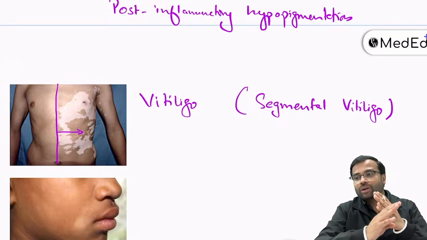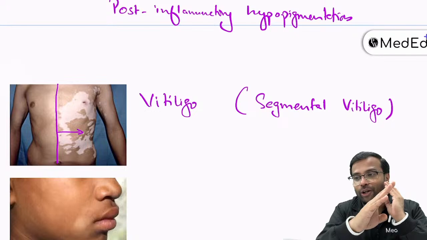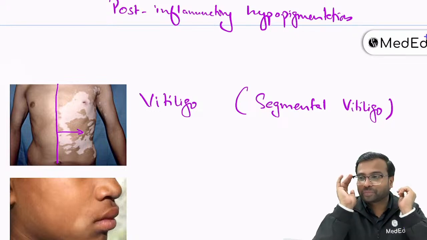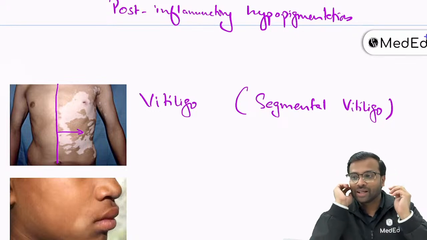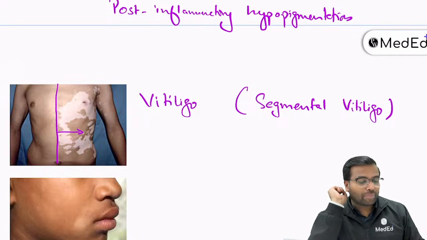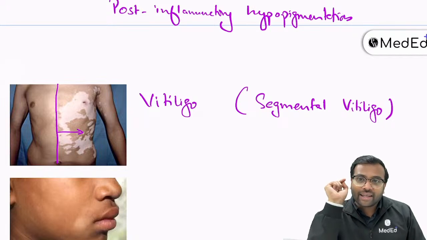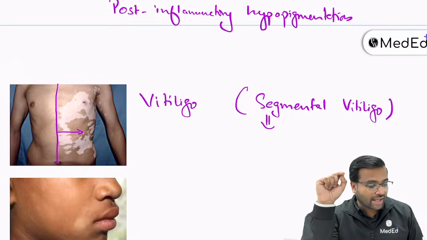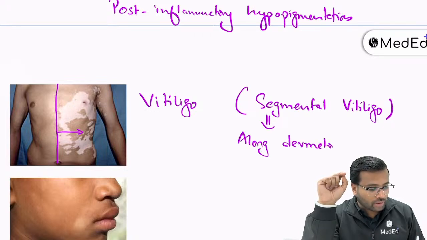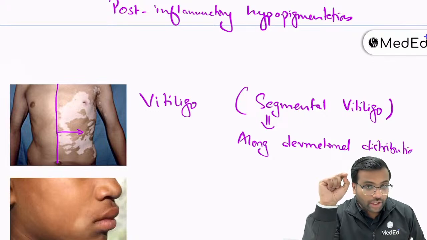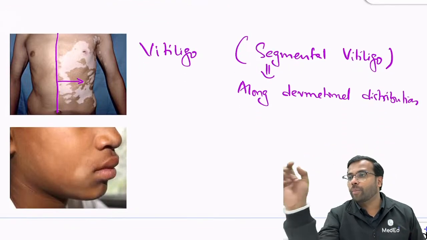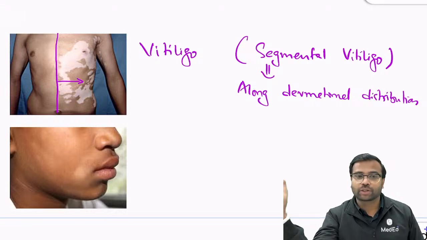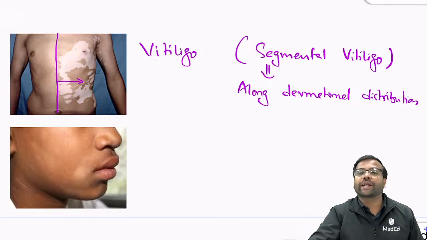Or am I telling it wrong? So if I'm telling it wrong, correct me now. What is happening here is that in case it is segmental, it means that it is along a dermatomal distribution. So that is going to be along a dermatomal distribution. Clear? So don't forget about it. Now let's move to the next image.